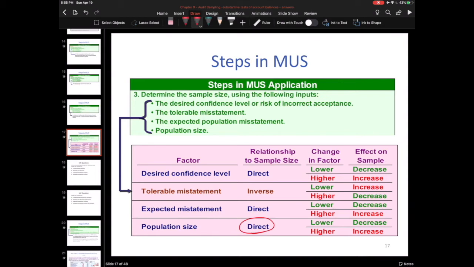If you think about it, this makes a lot of sense. If my account balance is bigger, the more material it is, the larger my sample is going to be. If my account balance is very small, it makes sense that I would have a smaller sample. I'm going to get to do less work. If my account balance is gigantic, probably I'm going to have to do more work and have a bigger sample. So this one makes a lot of logical sense with this direct relationship.